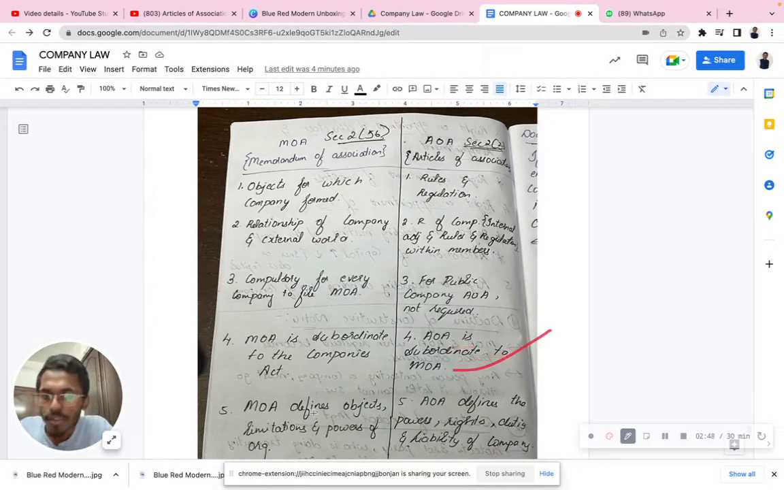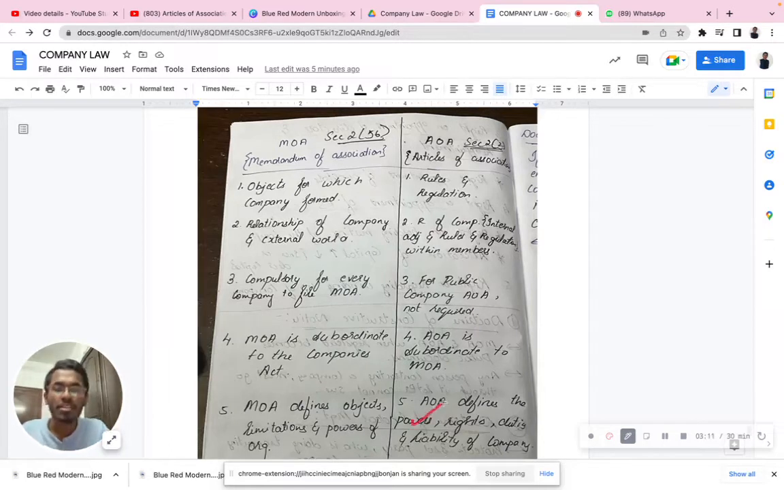Now, Memorandum of Association defines the objective, limitations, and powers of the organization. We already learned this in a case, if you remember the case of Ashbury Railway Carriage and Iron Co. Limited versus Riche. If you have not watched that, go watch my video. In that case, the Supreme Court said very clearly that MOA tells about the limitations and powers of an organization. Whereas in AOA, what do they mention?